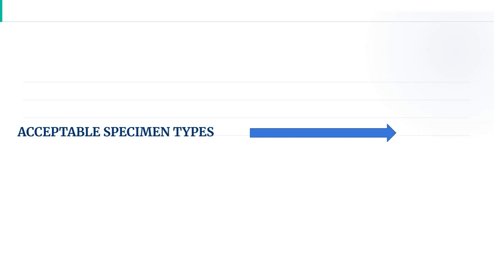It ensures accuracy and reliability in our results. Whether it's blood, tissue, or another form, each specimen type has specific handling requirements. Understanding these helps us maintain quality and avoid errors. This slide sets the foundation for everything that follows, so let's keep these specimen types in mind as we move forward.